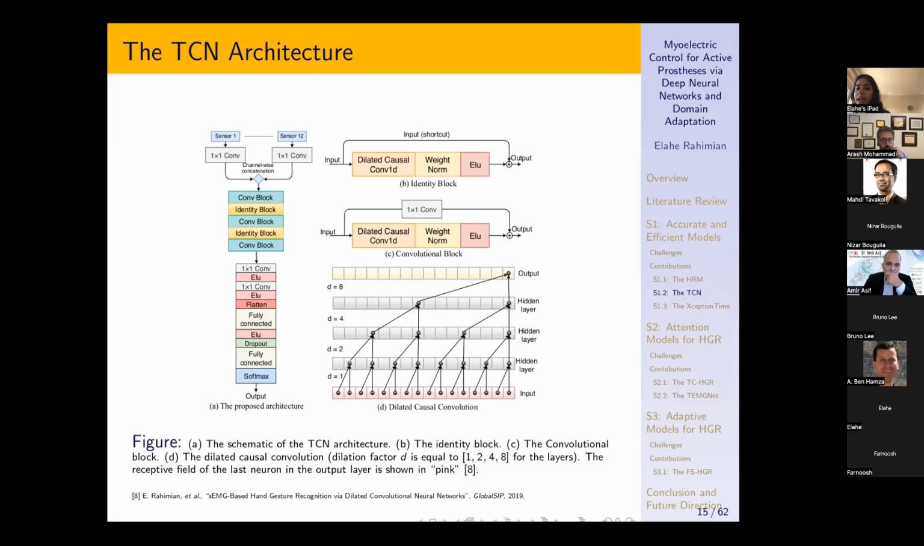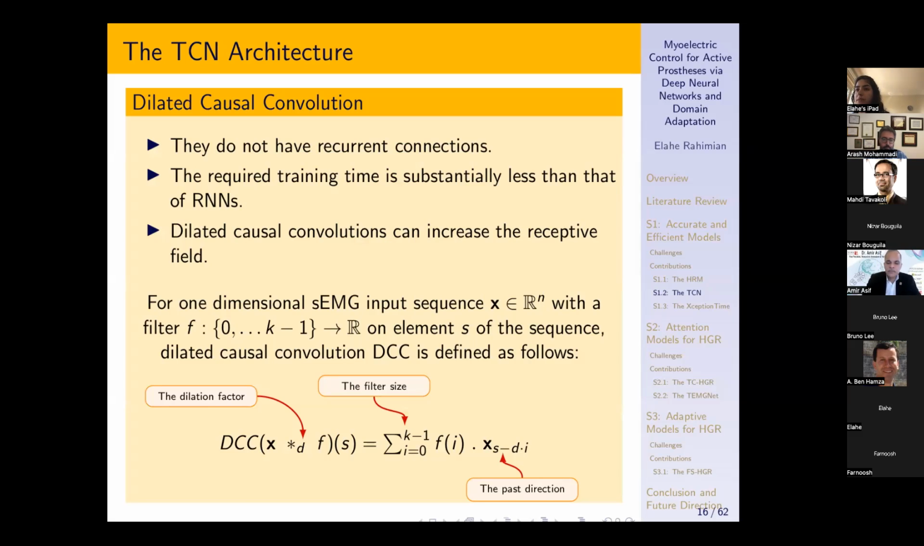In both of those blocks, we are using skip connections. The reason is that when we have a deep neural network, it is not the case that the result will be improved by, for example, stacking more layers, because of vanishing gradients. So we added skip connections here for both the identity block and the convolutional block. And if the dimensions of input and output mismatch, we use a one-by-one convolution. Here is the formulation of dilated causal convolution. For example, if we have the input sequence X, we can use a filter F with kernel size K and dilation factor D. In each layer, we increase that dilation factor.